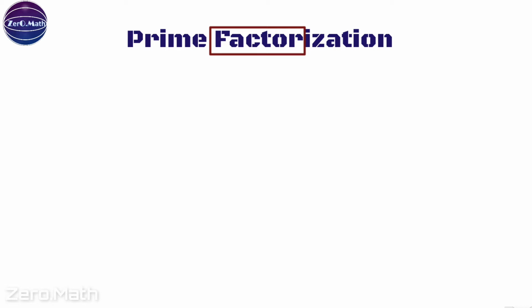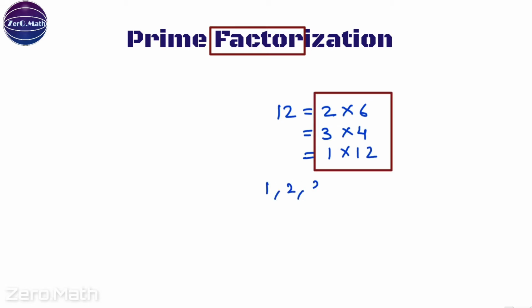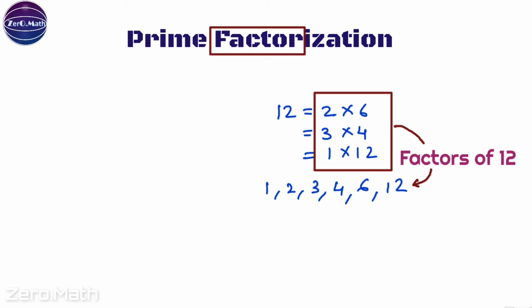For example, let's take the number 12. Number 12 can be written as a product of two numbers, that is 2 and 6. So 2 and 6 are factors of 12. Also it can be represented as 3 into 4 and obviously 1 into 12. So numbers 1, 2, 3, 4, 6 and 12 are all factors of 12.